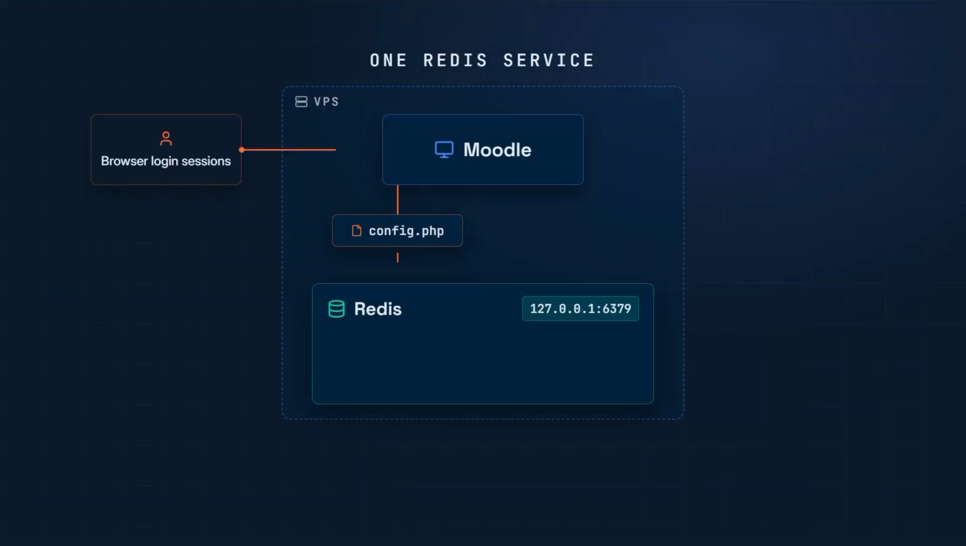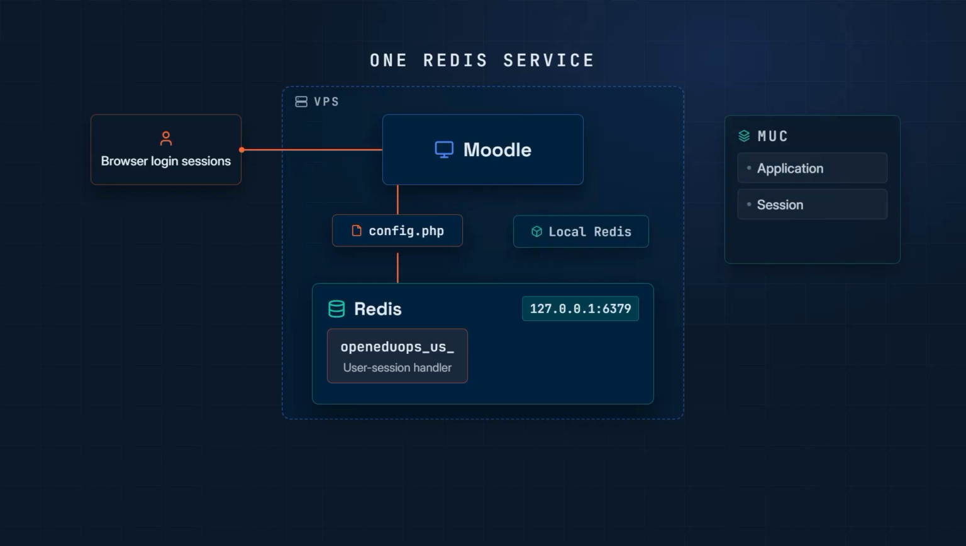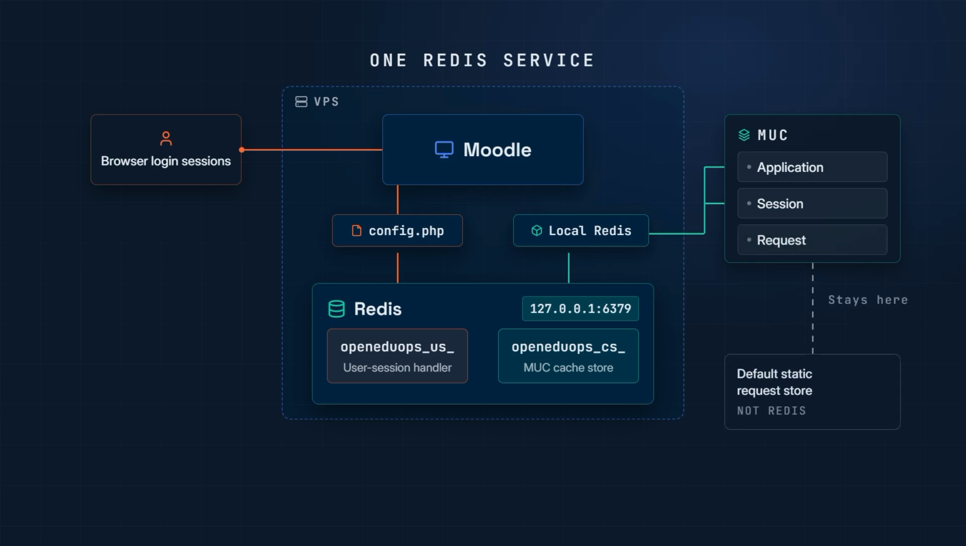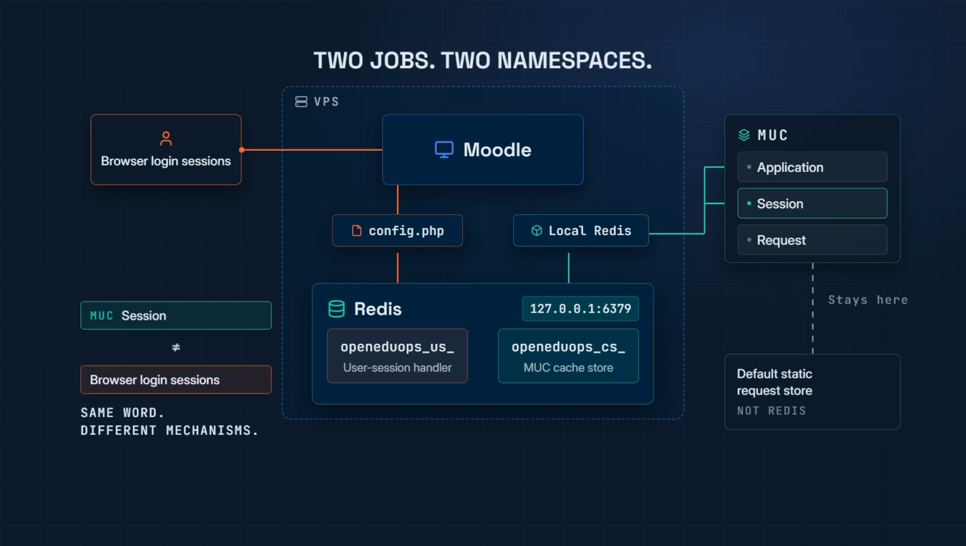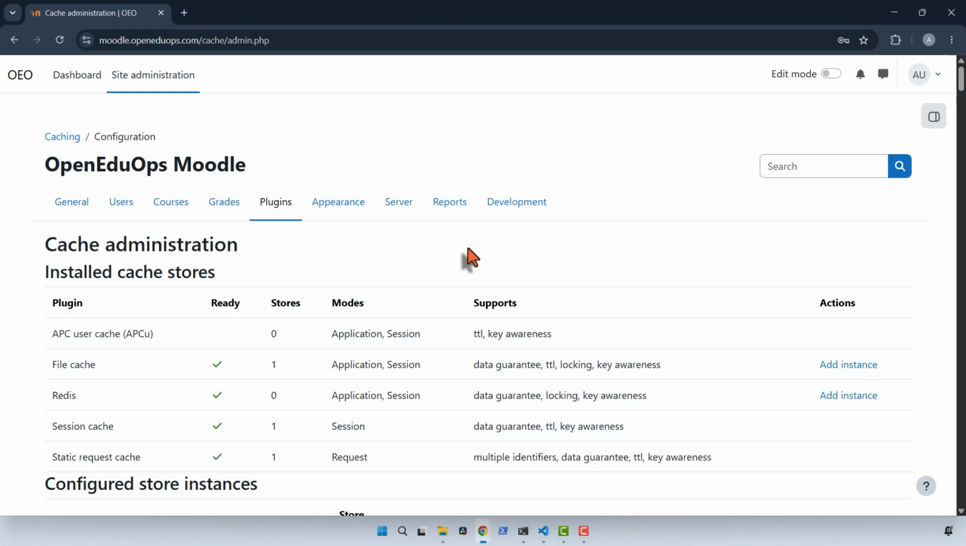With browser sessions now using Redis, we can move to MUC, Moodle's cache framework. MUC stores reusable application data, so the site does not have to rebuild or fetch the same information on every request. One detail is easy to mix up. MUC includes a cache type called session. That is not the browser login session handler we configured in config.php. It has the same name, but a definitely different job.